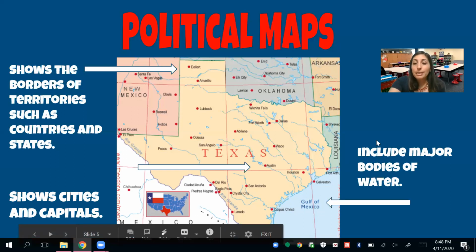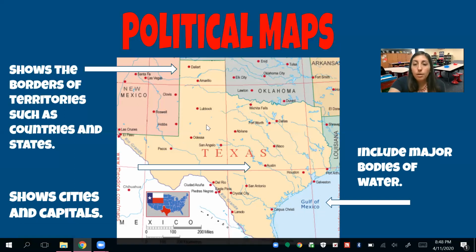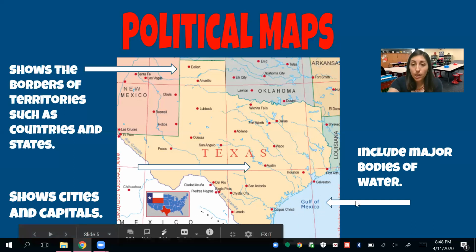You're also going to see major bodies of water. So you'll notice there's going to be the blue lines where different rivers are, or where little lakes are, like up here. But they're not going to have them named unless it's a major body of water, like oceans, or for example, down here, there's the Gulf of Mexico. So that's the only thing you're going to see on a political map, the major bodies of water.